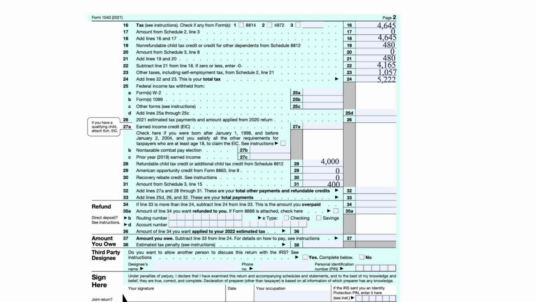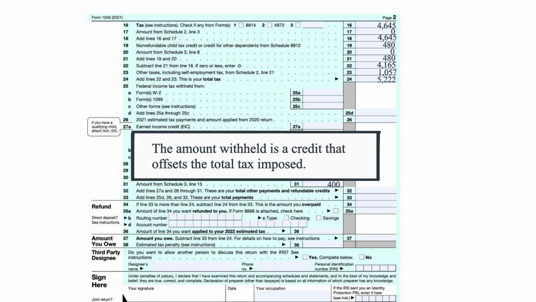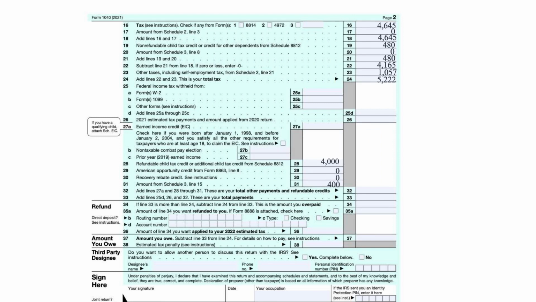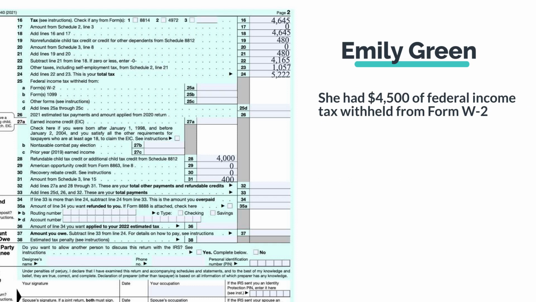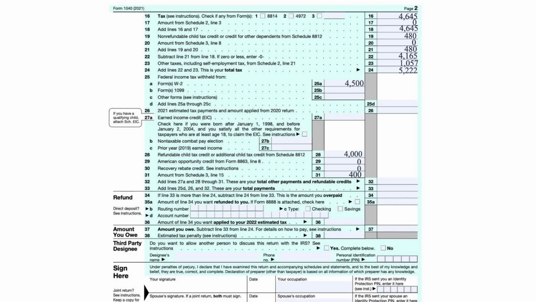The taxpayer's federal income tax withheld from Form W-2, Form 1099, and other forms is entered here. It may include backup withholdings and special refunds of Social Security tax. The amount withheld is a credit that offsets the total tax imposed. Line 25D is a total line. Emily had $4,500 federal income tax withheld on her Form W-2, and so we will enter that information on line 25A and total it on 25D. Form 1040, line 26, is for 2021 estimated tax payments and amounts applied from a 2020 tax return. This is 0 for Emily.